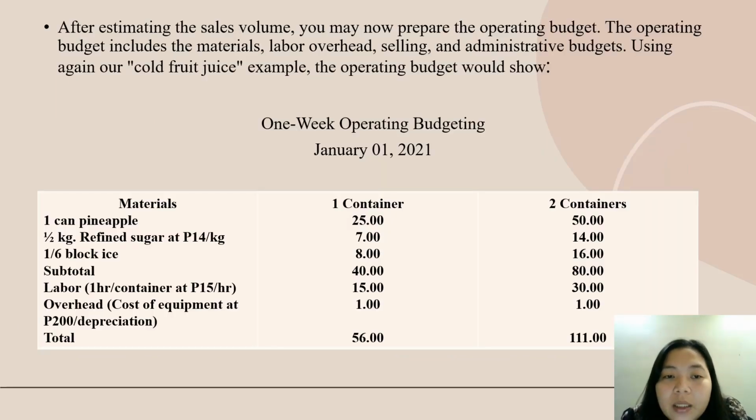After estimating the sales volume, you may now prepare the operating budget. The operating budget includes the materials, labor, overhead, selling, and administrative budgets. Using again our cold fruit juice example, the operating budget would show one week operating budgeting.